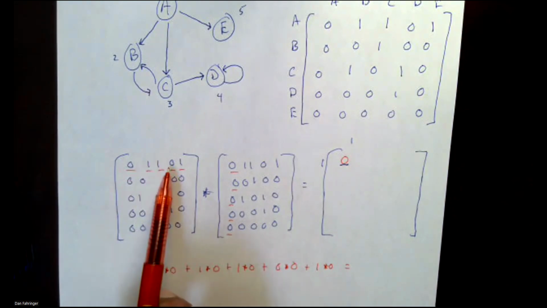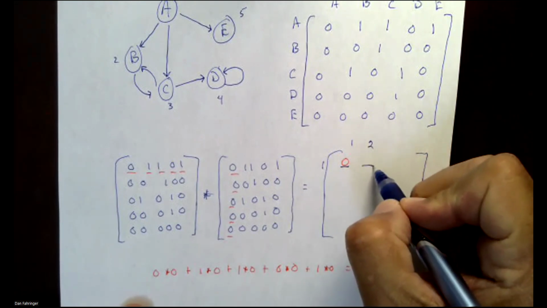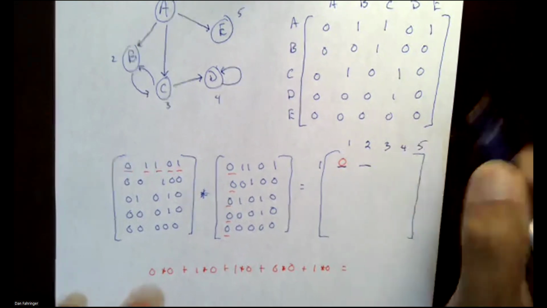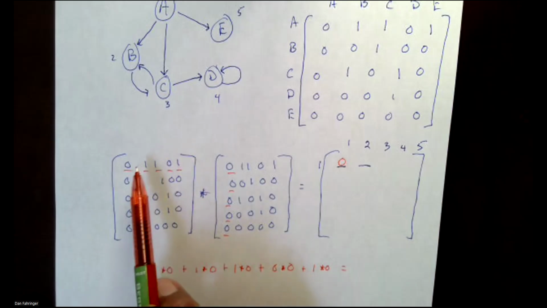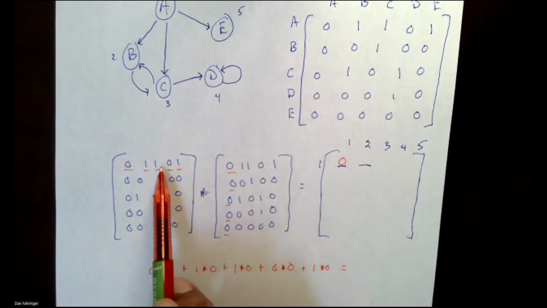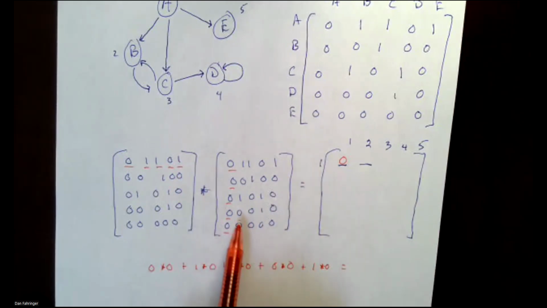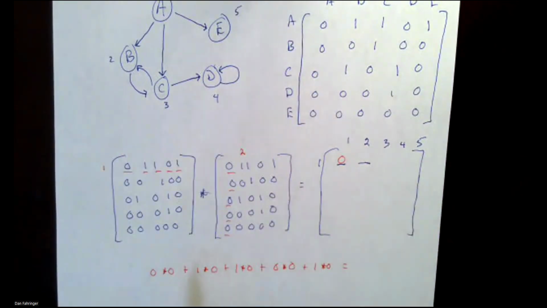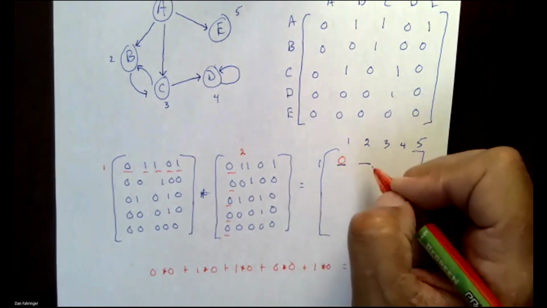Well, if I take row 1 times column 2, that's going to be this next number. And then times column 3, column 4, column 5. 0 times 1 is 0. 1 times 1 is 1. 1 times 0 is 0. 0 times 0 is 0. And 1 times 0. Right? I'm doing column 2 this time with row 1. So this answer is 1.